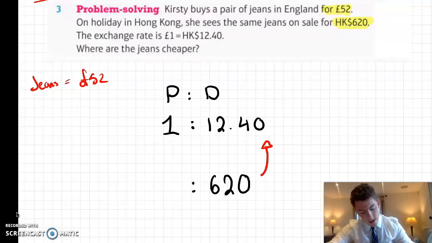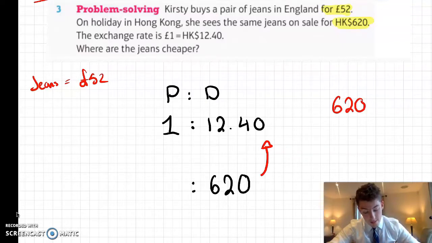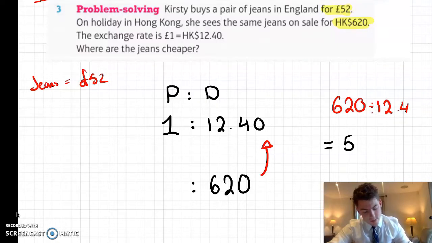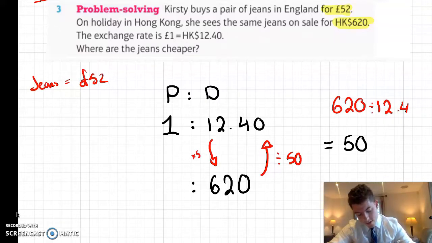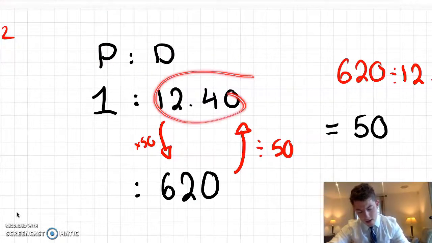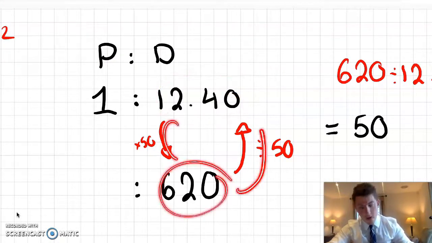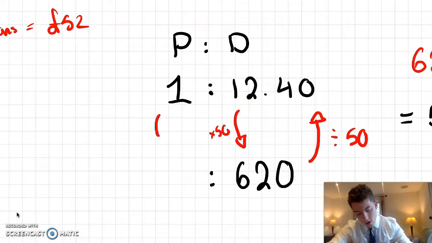So that means we can do, how do we go from here to here? Well, we can say 620 divided by 12.4, and that is going to equal 50. Meaning, we're going to divide that by 50, and we're going to times that by 50. Because 12.4 times 50 is 620, and then we go backwards. So meaning, in Hong Kong, we times that by 50, our jeans are costing us £50.